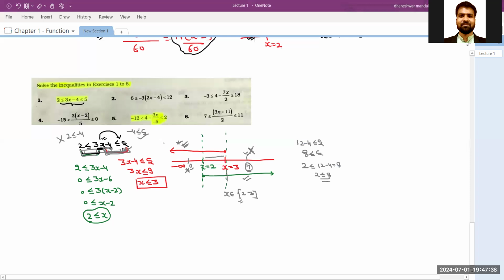Why is the close bracket there? Because the equality sign is there. If the equality sign is not there, then I am not going to take this close bracket. Okay. Now what is the solution? Close bracket of 2 to 3. Okay. Is this clear to everyone?